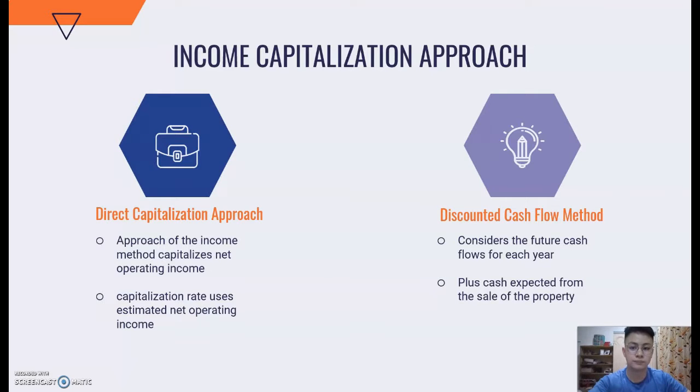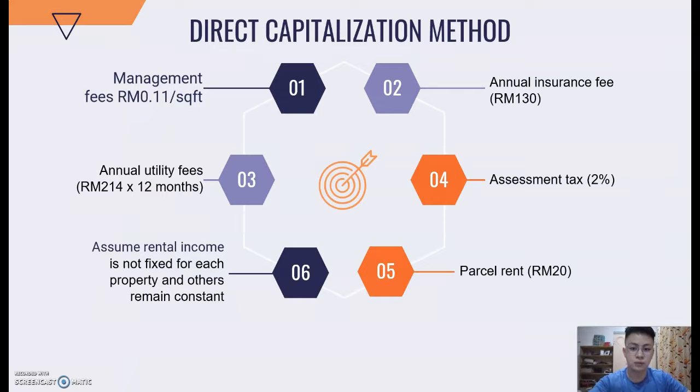First of all, before we compute the net operating income for Alam Damai Residency Cheras and other comparable properties, we assume the rental income for each property is not fixed and the operating expenses remain unchanged or constant. We calculate each NOI by using the management fees of RM 0.11 per square feet, annual insurance fees of RM 130, annual utility fees of 240 per month, assessment tax of 2% and parcel rent of RM 20.